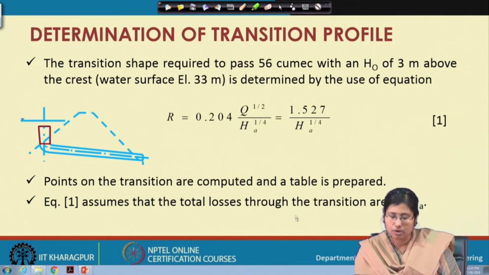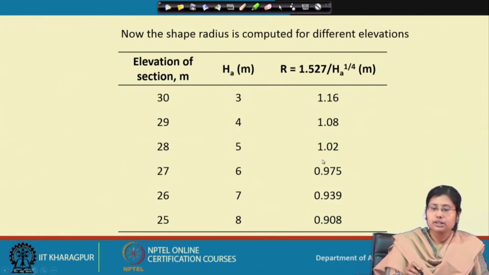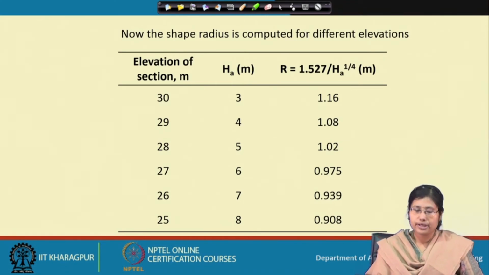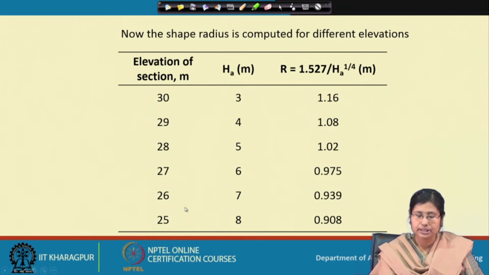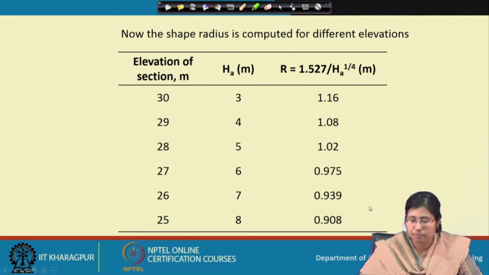So, equation 1 is obtained. Now, for different shape radius, it can be computed for different elevation. So, the elevation of the section, if it is 30 meter, is given, and for different values of head you can obtain the different shape radius like this, and a tabular value can be obtained.